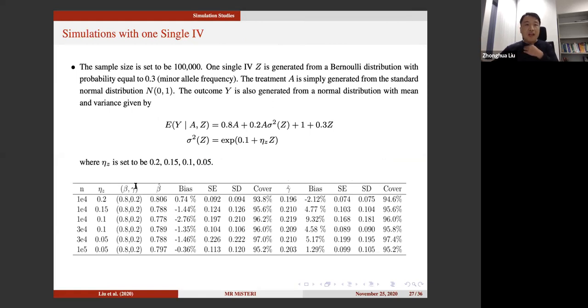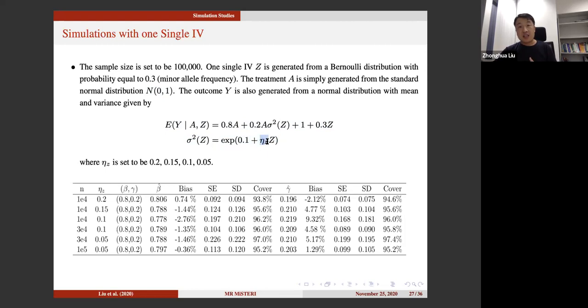Later we'll do simulation to show this model really works more robustly. Here are some simulation results. The sample size is 100,000 to mimic the UK Biobank. Actually, the UK Biobank sample size is much larger than this. We have one SNP IV from a Bernoulli distribution with minor allele frequency 0.3, and the treatment is from a standard normal distribution. The outcome Y is continuous and generated from this model. It's a normal distribution with the mean and variance here. And we change this eta Z.